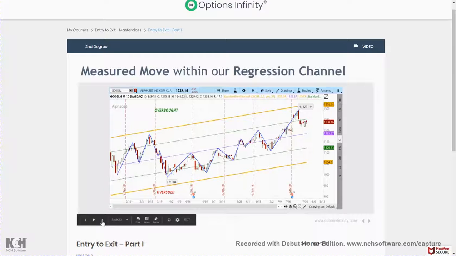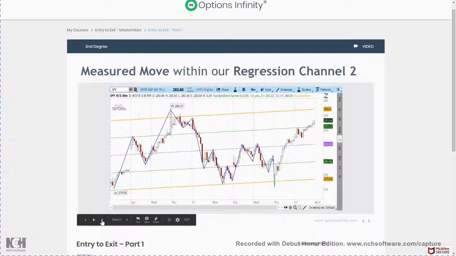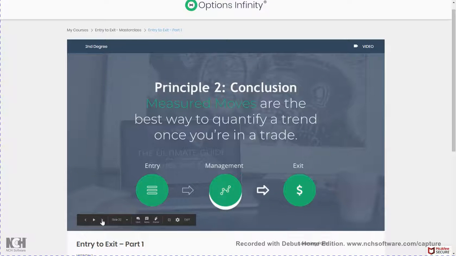And you just continue on with that uptrend. Let's take a look at the SPY and see if you can see the same thing. Absolutely. Here's a major move to the upside. Here's one to the downside, a continuation to the downside, a revert back. So there's a lot of information with the measured moves. They are the best way to quantify a trend once you're in a trade.